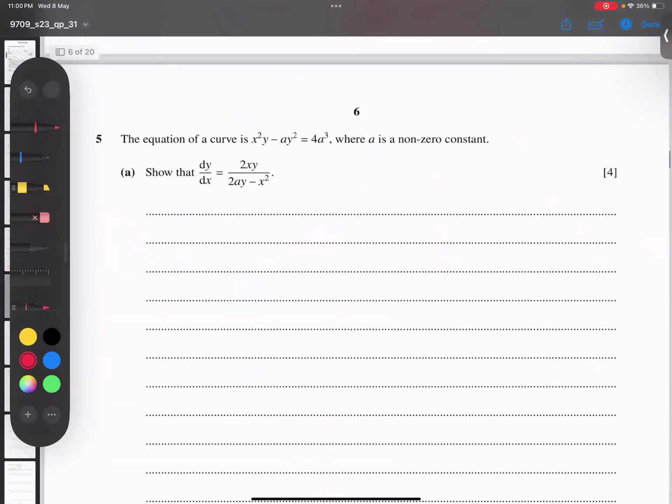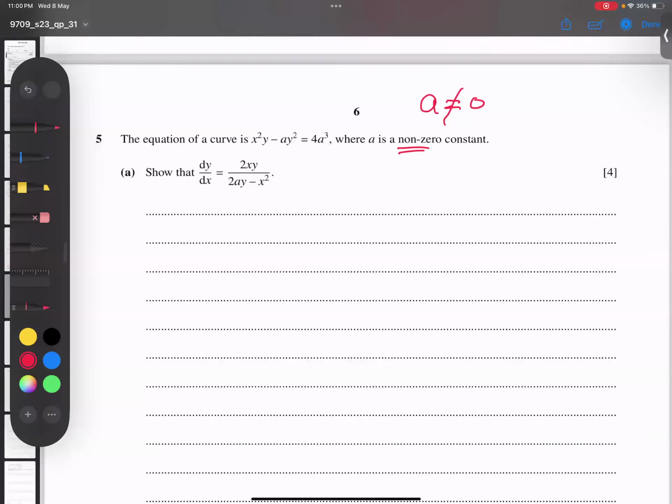The curve, this equation, has a as a non-zero constant. What does non-zero constant mean? Non-zero means if a comes 0, I will not take it. Make sure a can be any value, but 0 cannot be there.